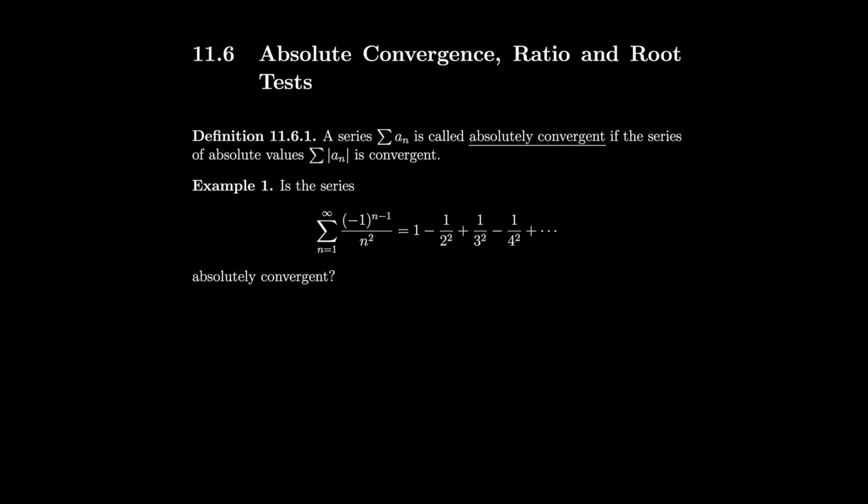Section 11.6 Absolute Convergence, Ratio, and Root Tests. A series is called absolutely convergent if the series of absolute values is convergent. So for example, let's say we have the series sum of minus 1 to the n minus 1 over n squared. Well, then we look at the absolute values.